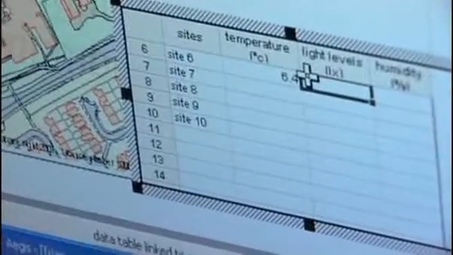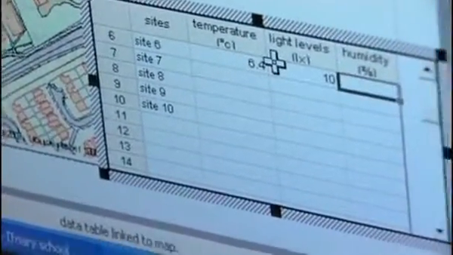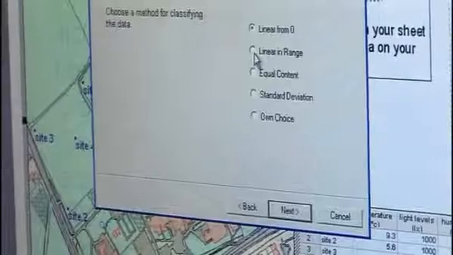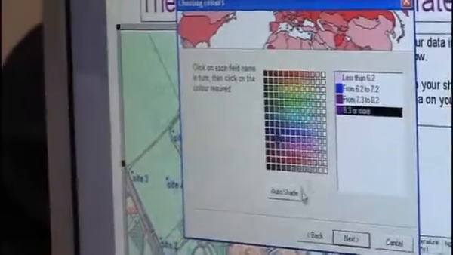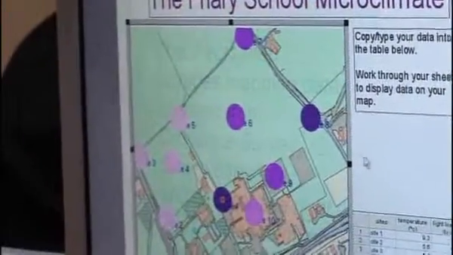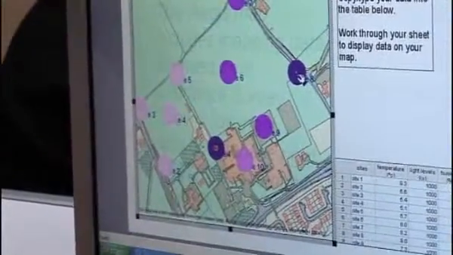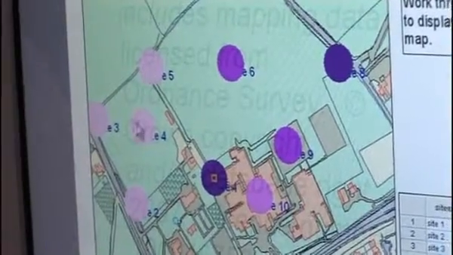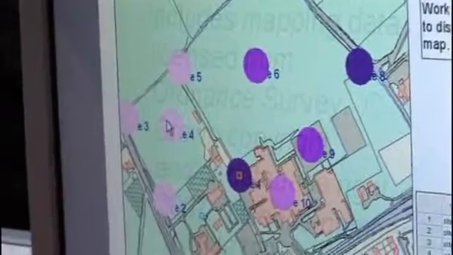They then copy the data they've collected into a GIS programme. The software then allows the students to display their data graphically at the corresponding sites on the map of the school. Well, we can tell that the darker ones have got a higher temperature than the lighter ones on the graph. The warm ones are near buildings and where there's dark surfaces, and the lighter ones are where there's open areas that aren't very shaded.